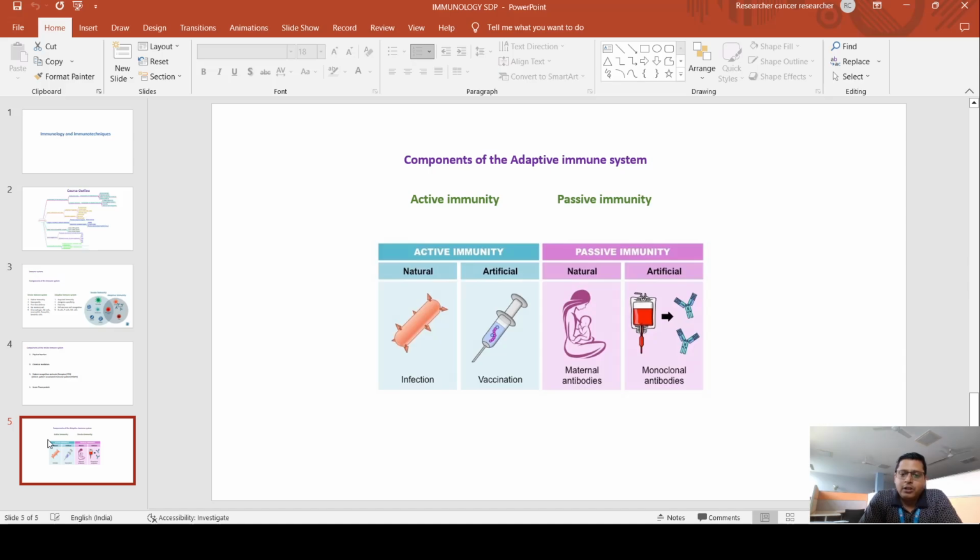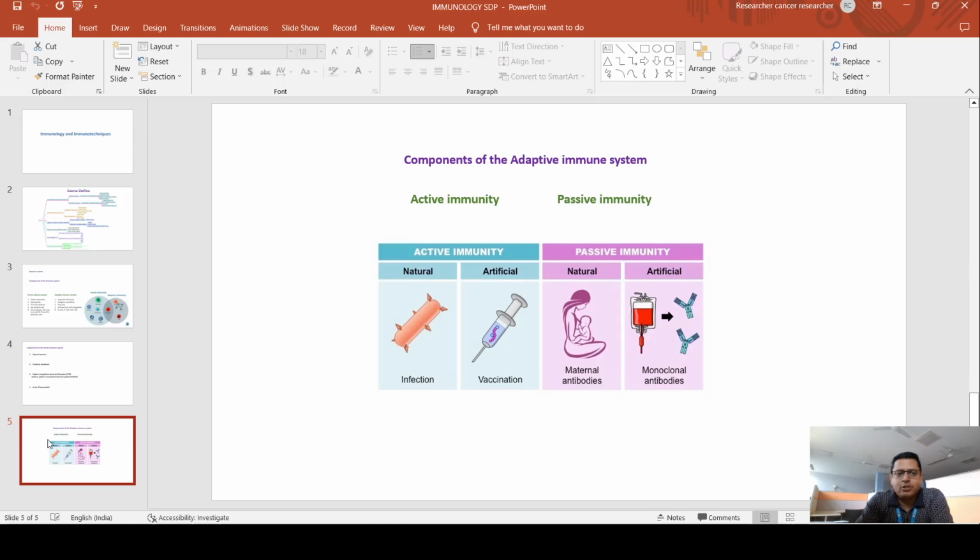The natural one is the maternal antibodies. You know the IgA, which is present in the mother's milk, which is transferred to the baby. And the artificial is monoclonal antibody therapy. When the antibodies cannot be synthesized in the body due to a defect in the B cells, we can inject the artificial antibodies. So that is part of the artificial passive immunity.